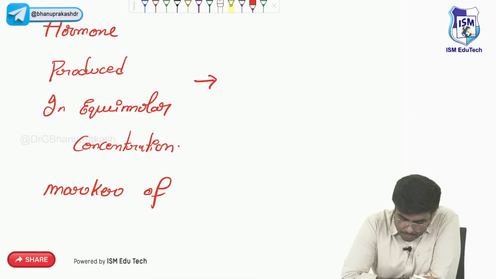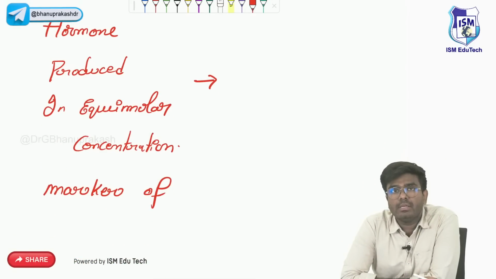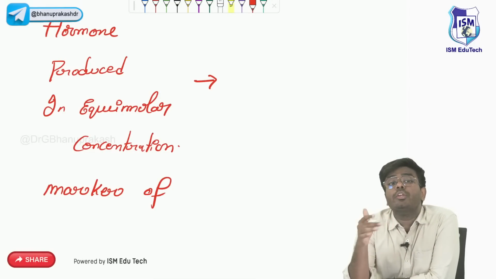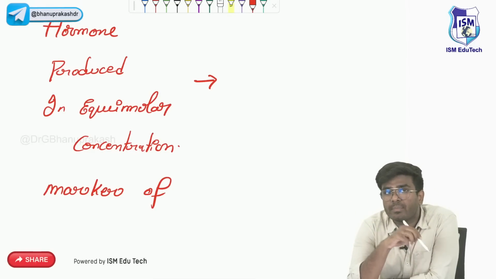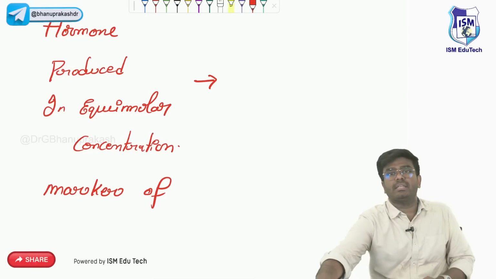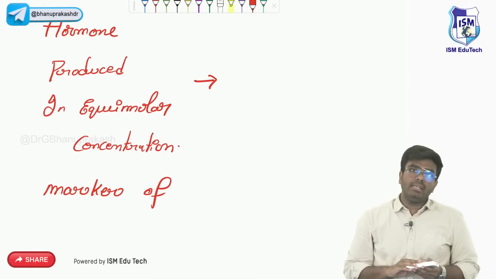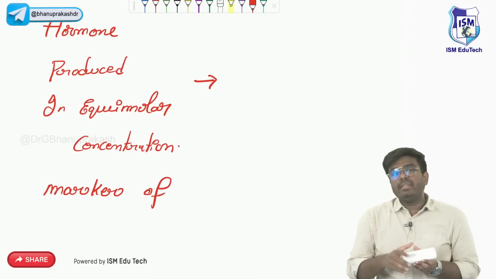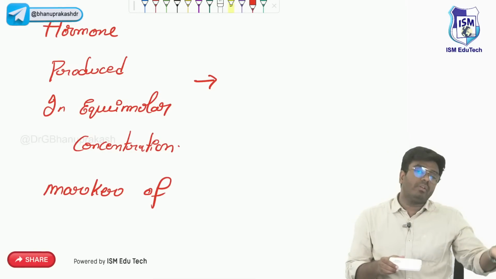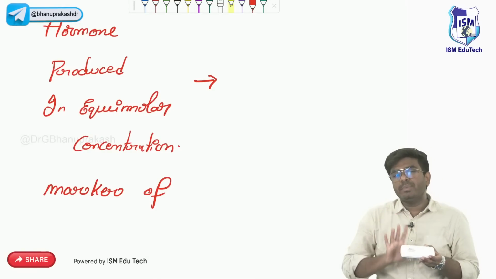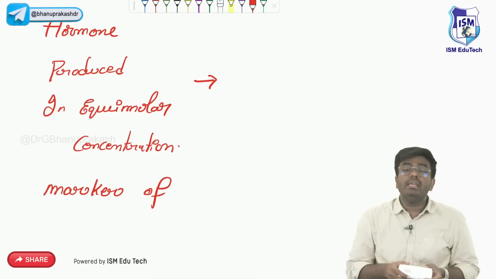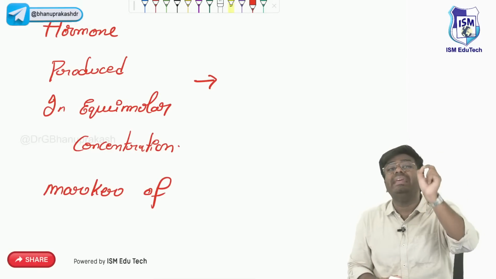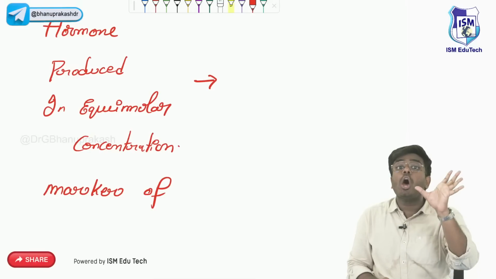Now, there is a hormone which is produced in equimolar concentration. For example, if 10 molecules of insulin are produced, the same 10 molecules of another hormone are also produced from the same beta cell. Imagine this is a beta cell producing insulin. If it produces 100 molecules of insulin, the same 100 molecules of the other hormone are produced. What is that other hormone produced in equimolar concentration along with insulin?